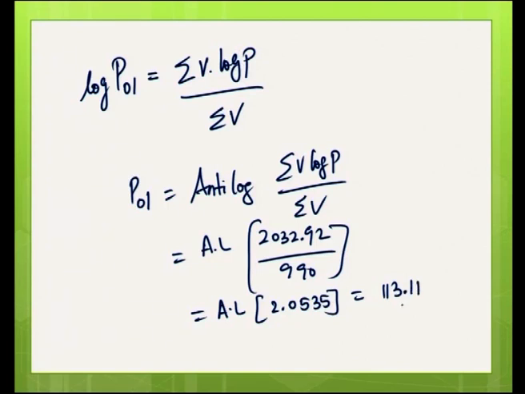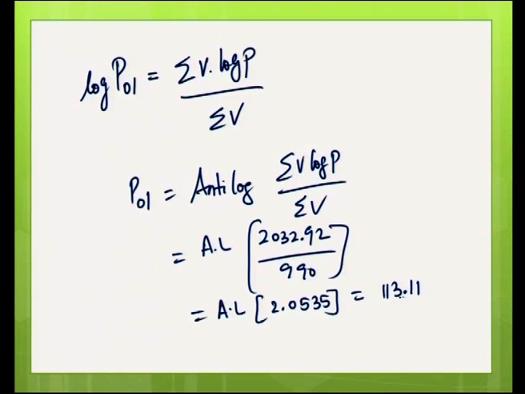You can see the price index number is increased by 13.11%, whereas by arithmetic mean the price index is increased by 13.13% with respect to base level, whereas here it is increased by 13.11% with respect to base level when you are using geometric mean.